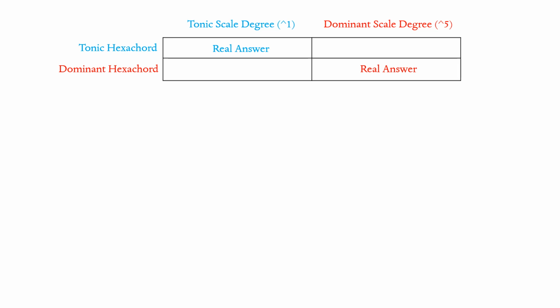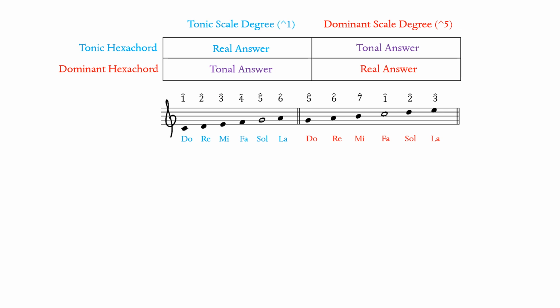Tonal answers are necessary when the fugue subject begins on the tonic scale degree but moves through the dominant hexachord, or conversely, begins on the dominant scale degree but moves through the tonic hexachord. This is because scale degree 5 is the 5th note, sol, of the tonic hexachord, but scale degree 1 is only the 4th note, fa, of the dominant hexachord. This means that in these cases, the first note of the subject cannot lie in the same position within its hexachord as the first note of the answer.